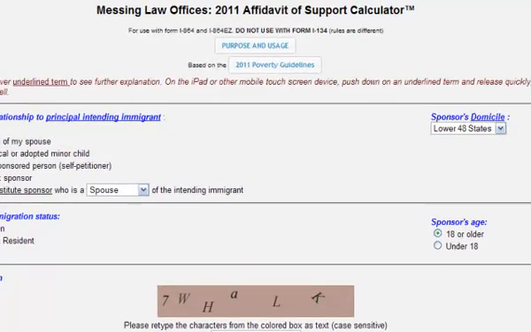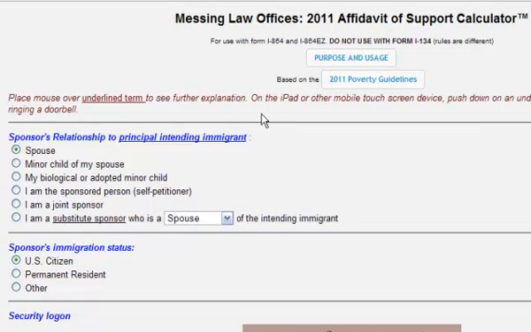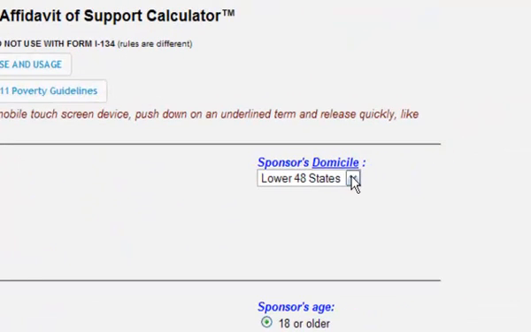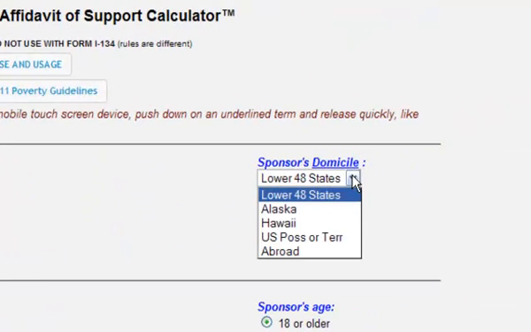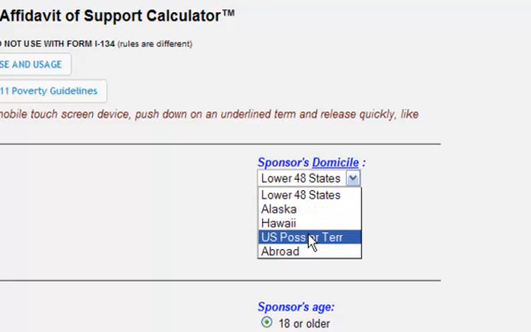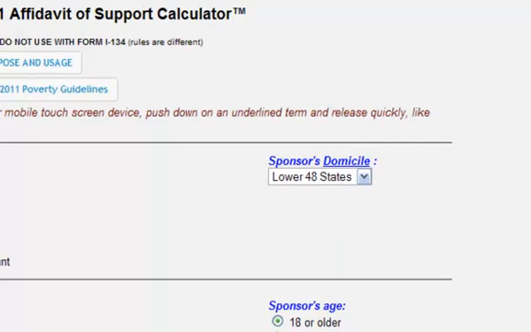The first page of the affidavit of support calculator has a number of basic inputs that can be provided to it with some help terms. Basically, an underlined term has a balloon that will explain what it's intended to do. One of the first things is where the sponsor lives: Alaska, Hawaii, lower 48 states, U.S. possession or territory, or abroad, and all those options are available from this drop-down box.